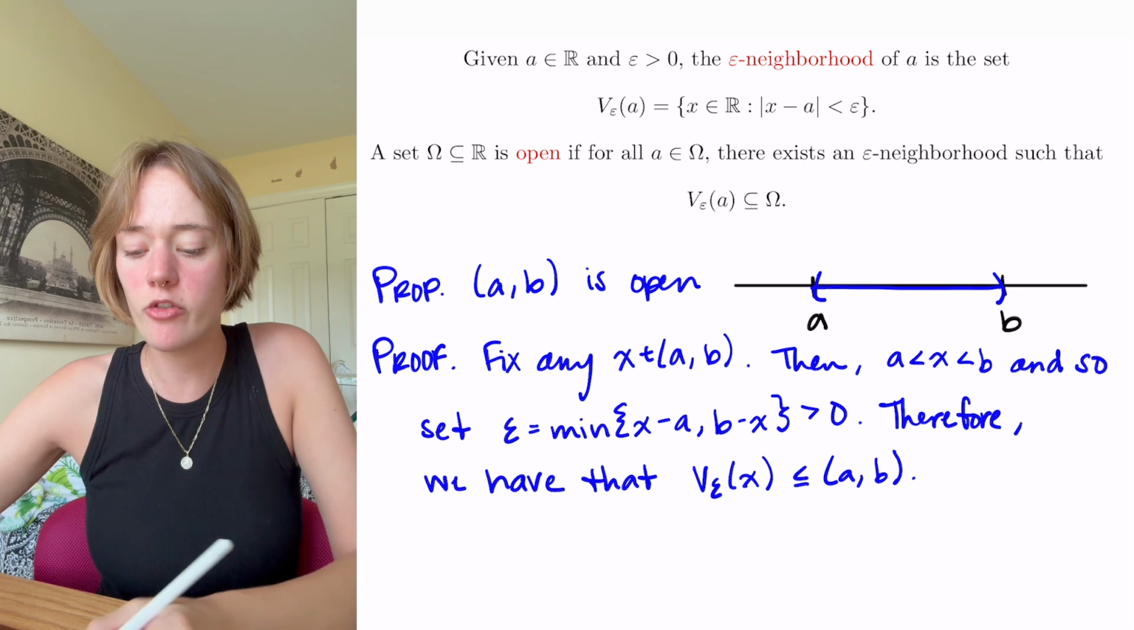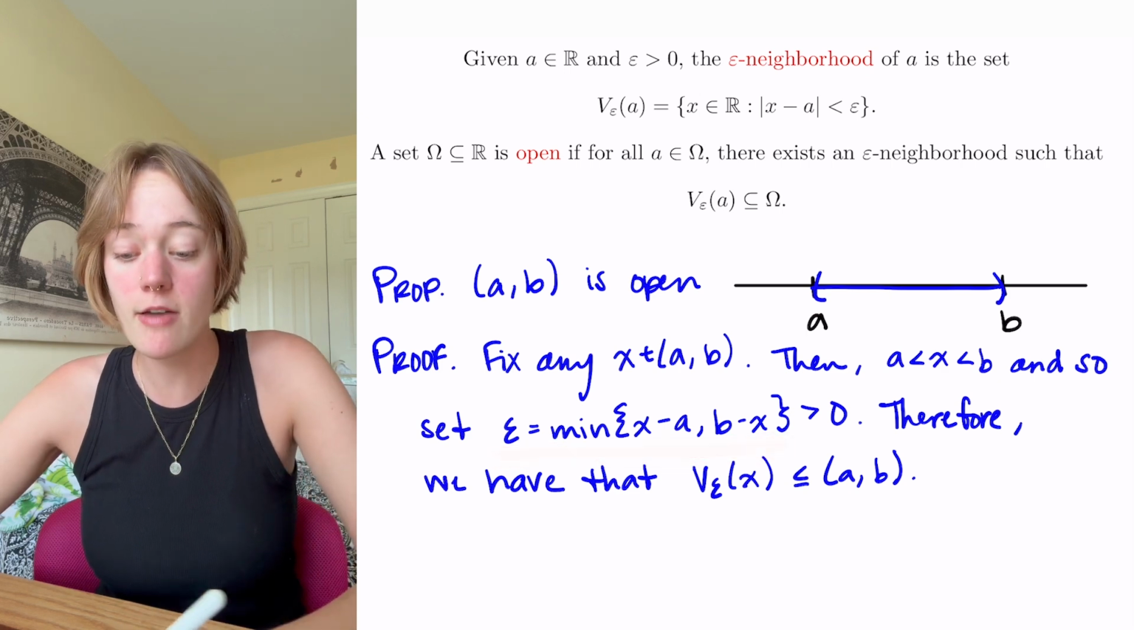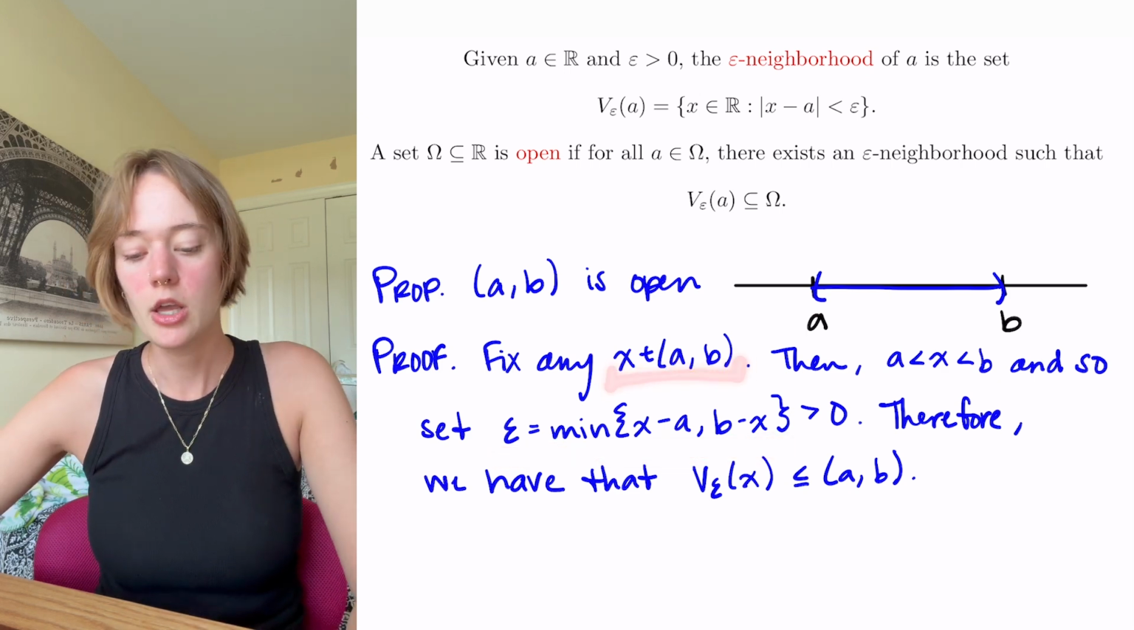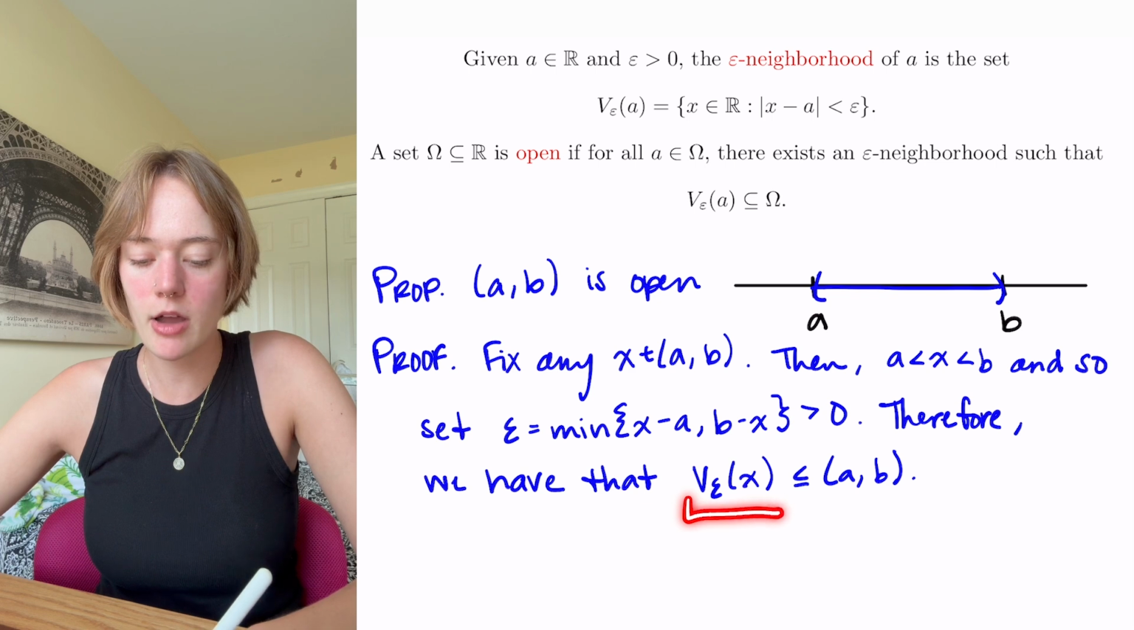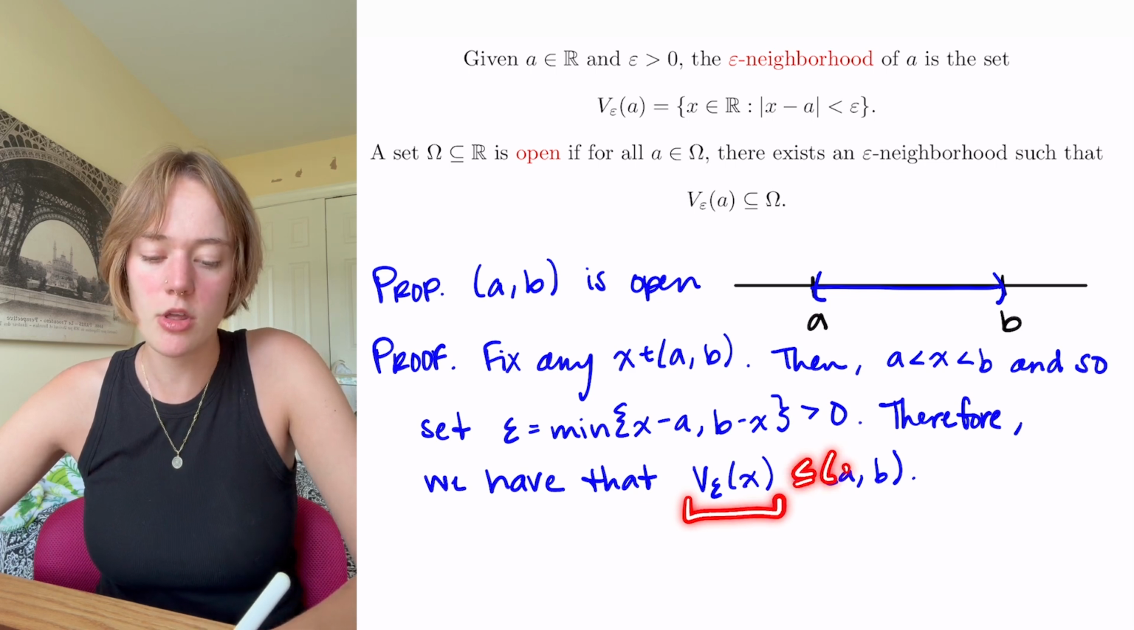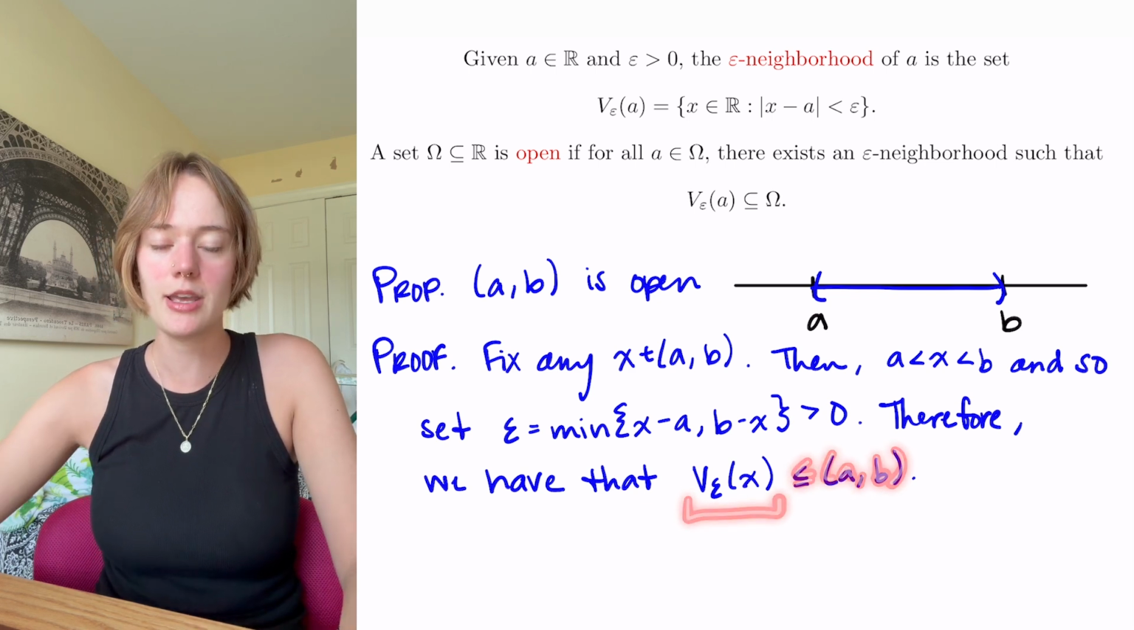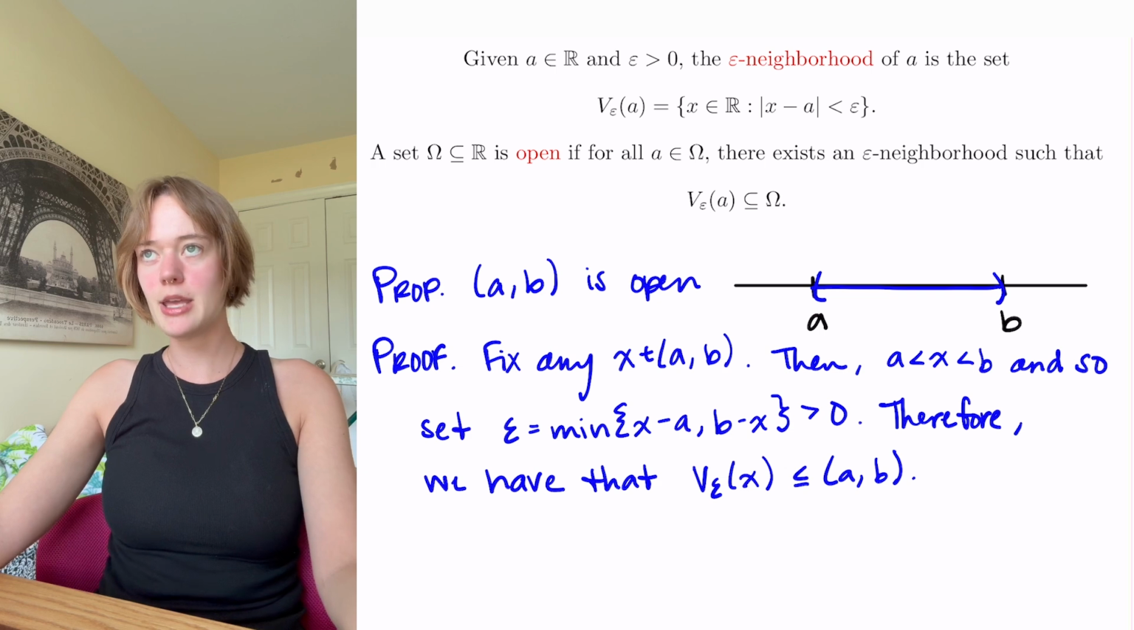There you go. So if we pick epsilon like this, then for every single x within our interval, we're going to have that the epsilon neighborhood around it is going to be entirely contained within our set from a to b, and so the set from a to b is an open set.